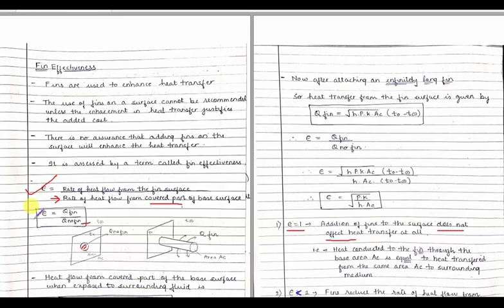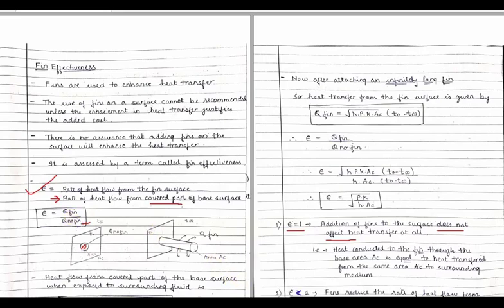Just remember this formula, that's it. Q fin means heat transfer from the fin surface when a fin is attached, and Q no fin means heat transfer when there is no fin attached to the surface. That's it. So Q fin divided by Q no fin. The comparison is nothing but the effectiveness.